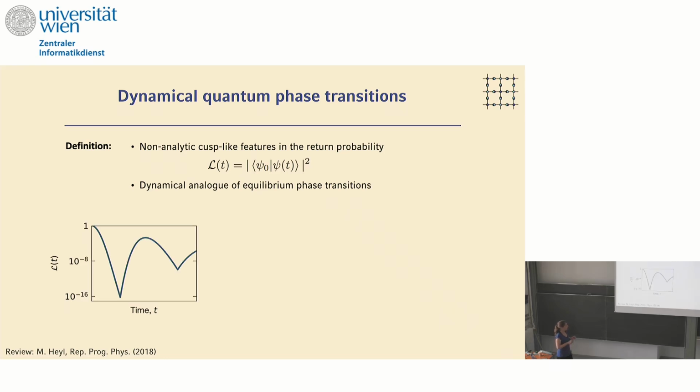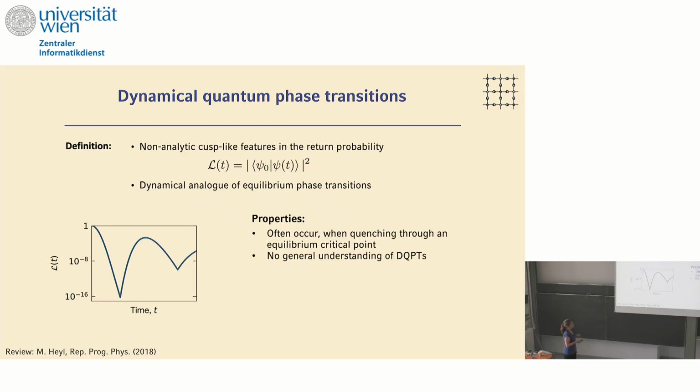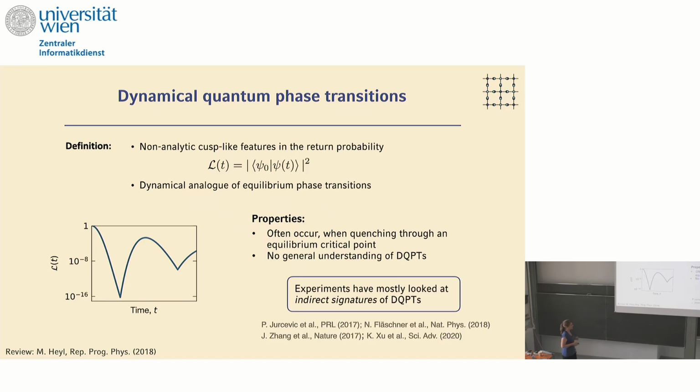Now, there are some quenches that you can implement where a cusp-like feature emerges. This is somewhat analogous to cusp-like features in the free energy for equilibrium phase transitions. Now, there's no general universal understanding of these dynamical quantum phase transitions. They often occur by quenching across an equilibrium critical point, but there are also other DQPTs that have been found. And I think there's no universal concept yet that unifies all of them.